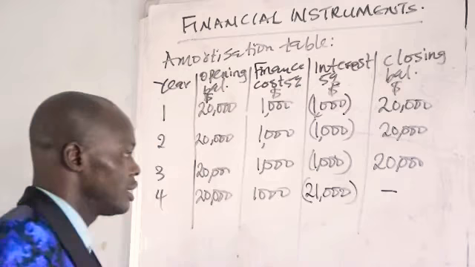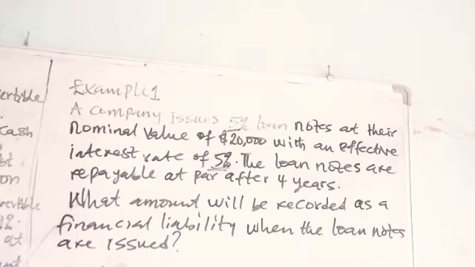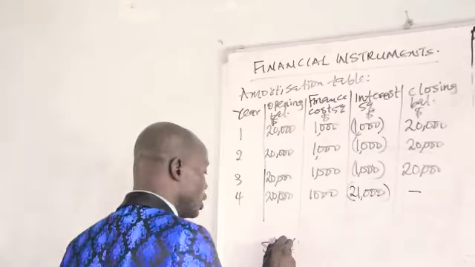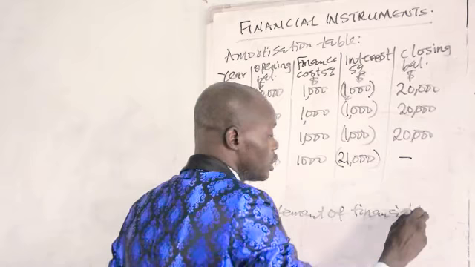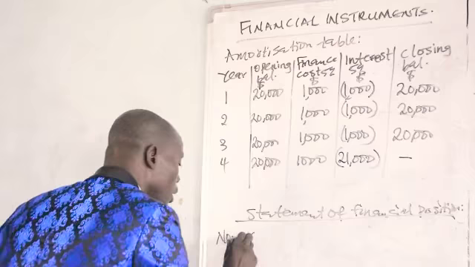Then, what amount will be recorded as a financial liability when these loan notes are issued? The amount that will be reported as financial liability is in your statement of financial position, under non-current liability.